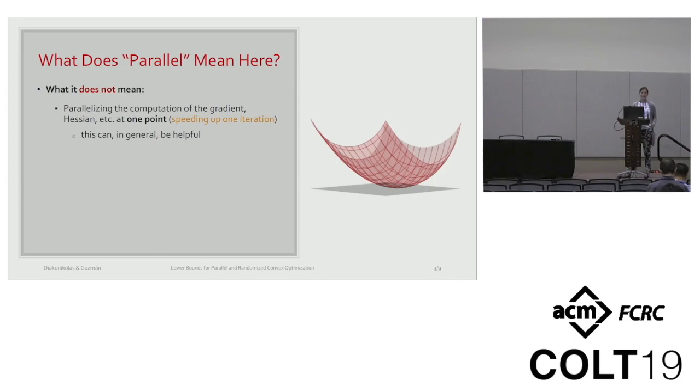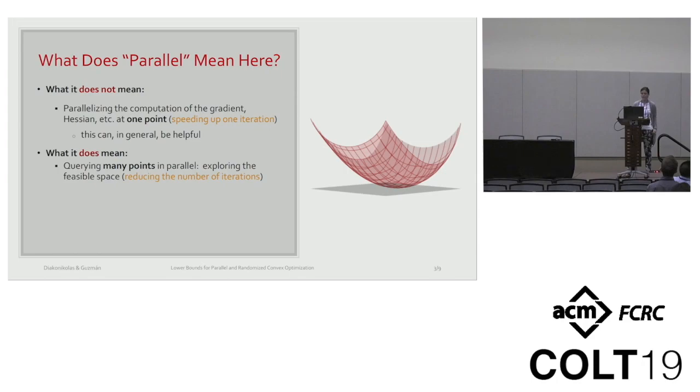Let me now clarify what I mean by parallel. I certainly do not mean parallelizing one iteration. This is in general helpful, like parallelizing the computation of a gradient. What I do mean is querying many points in parallel to try to reduce the number of iterations.